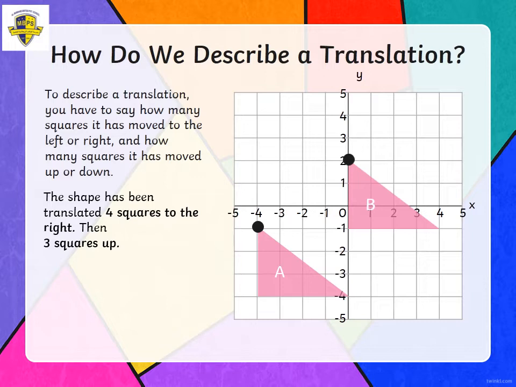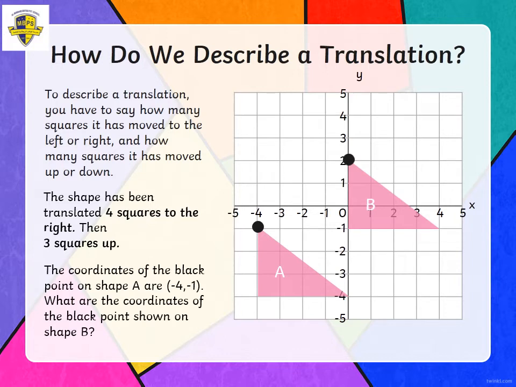So, let's count how many steps to the right we move. -4 to 0, this is 1, 2, 3, 4. So we have 4 steps or 4 squares to the right. And then up, how many steps do we move? See, from -1 to 2, we move 1, 2, 3 squares. So here, the translation in words is 4 squares to the right and 3 squares up.